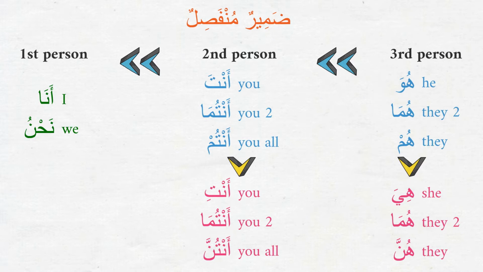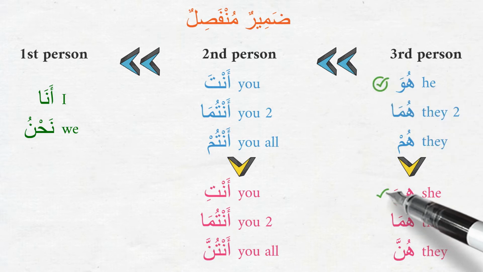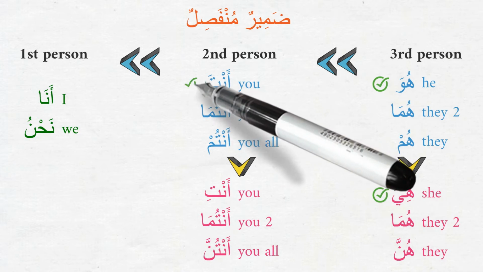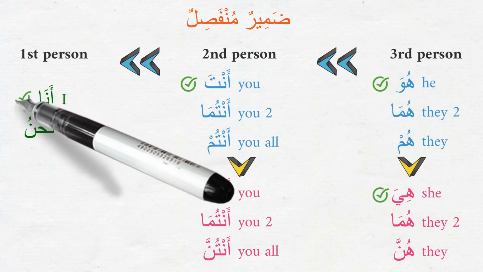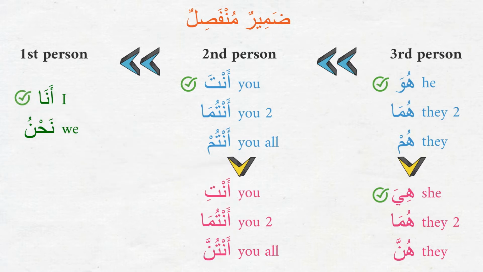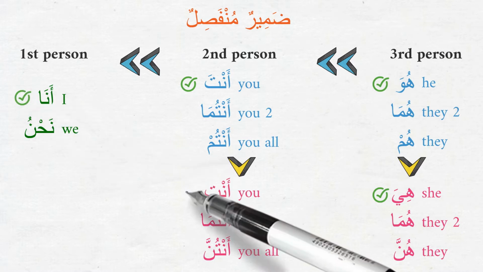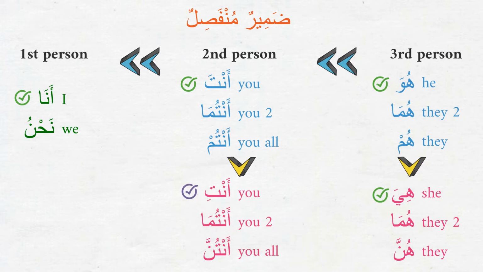Up to this lesson we have been using 4 of these ضمير words, which were هو, he, هي, she, أنت, you for مذكر singular person, and أنا, which means I. In this lesson we'll start using أنت, you for مؤنث singular person.